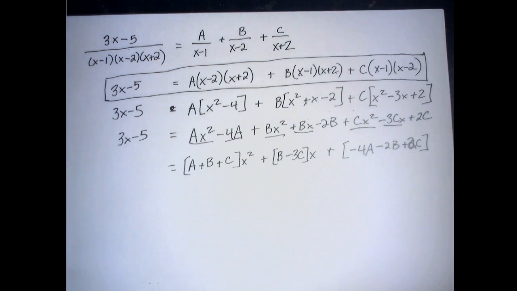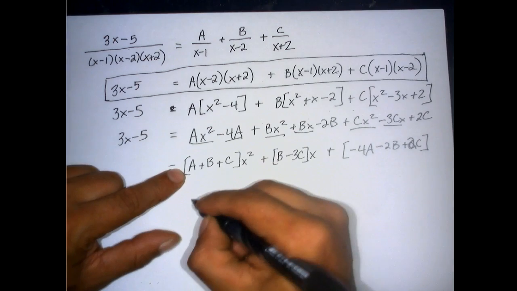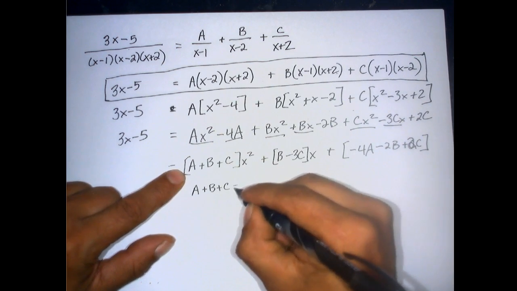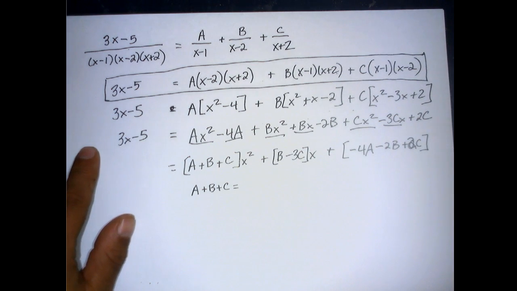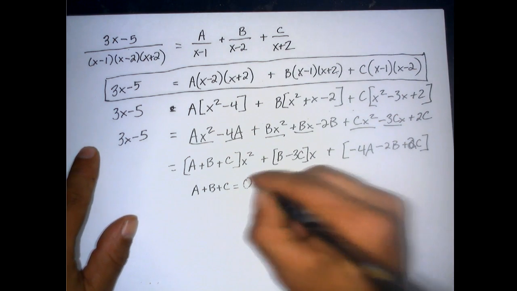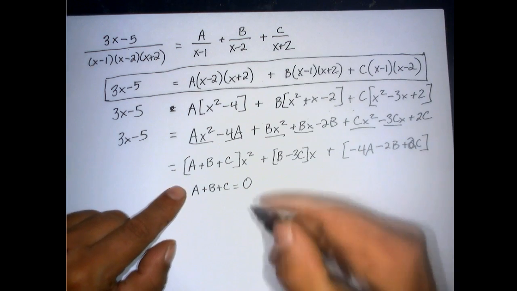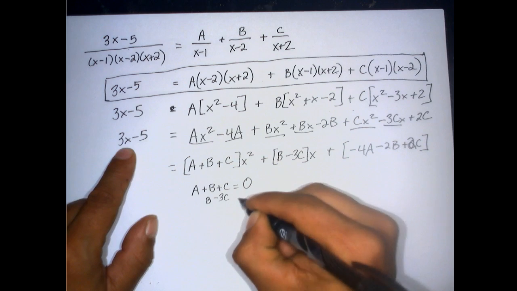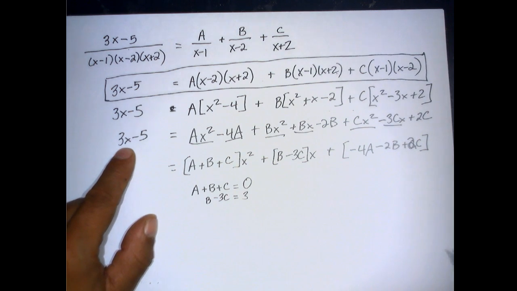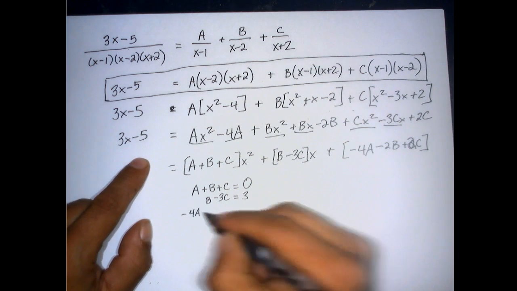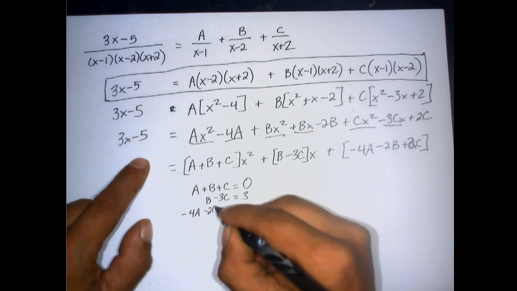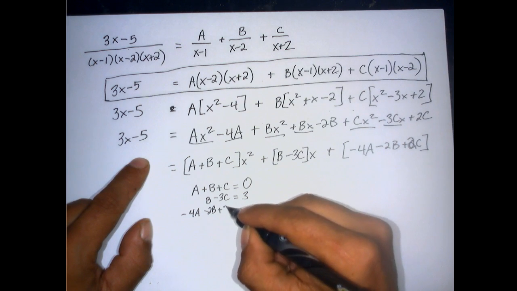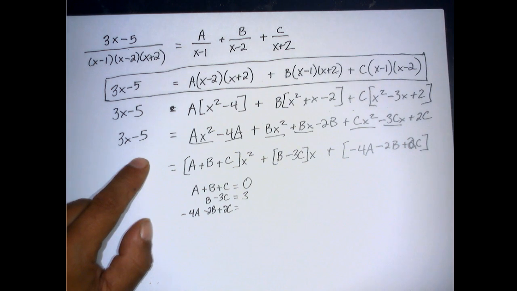So, here are our equations. A plus B plus C is equal to what? What's the coefficient of x squared? There isn't an x squared. It's 0. Now we have B minus 3C is equal to 3. And negative 4A minus 2B plus 2C is equal to negative 5.